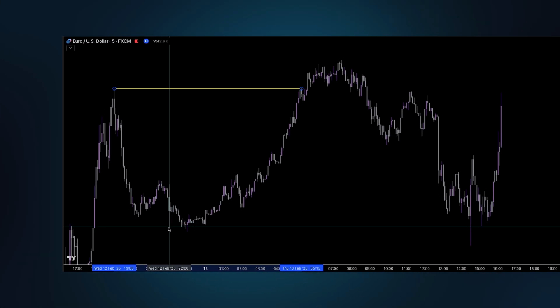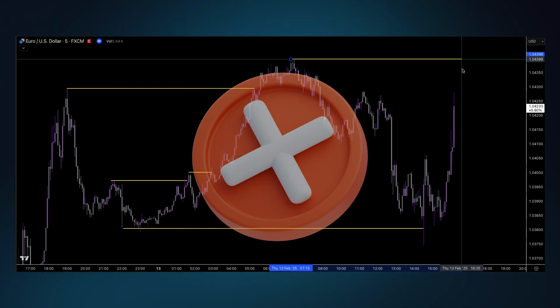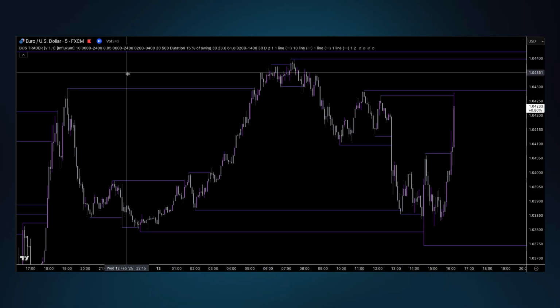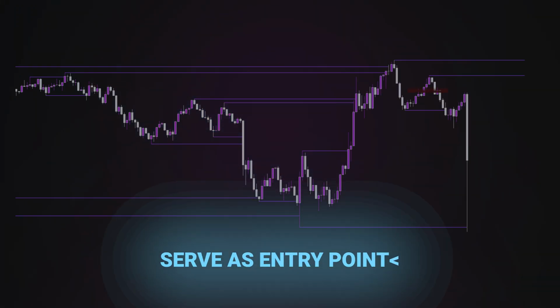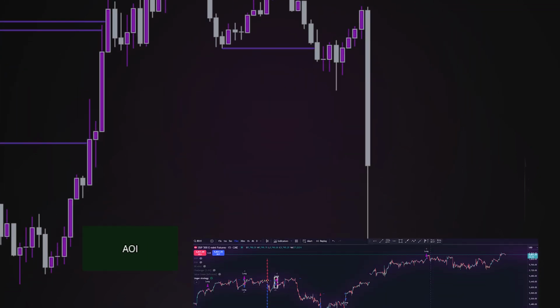You will also forget about the subjective drawing of your liquidity points. With our tool, you will very quickly get an overview of where the real liquidity is on the market. It also generates AOI zones that serve as entry points. These AOI zones are based on backtested data.